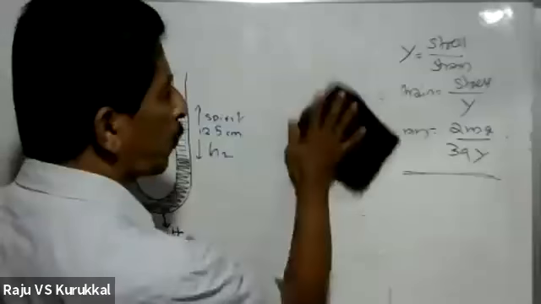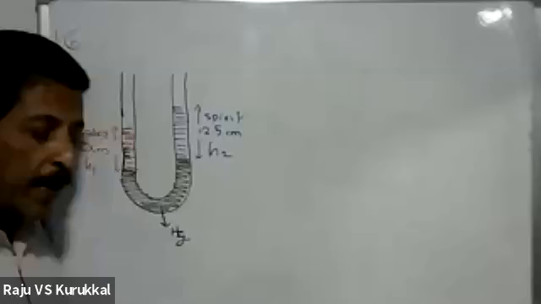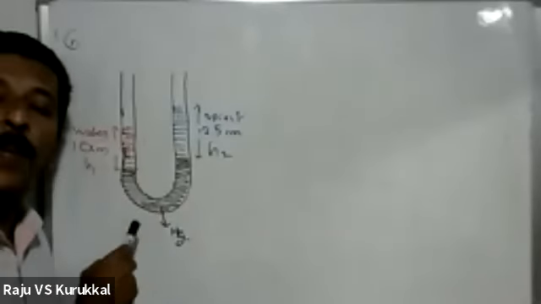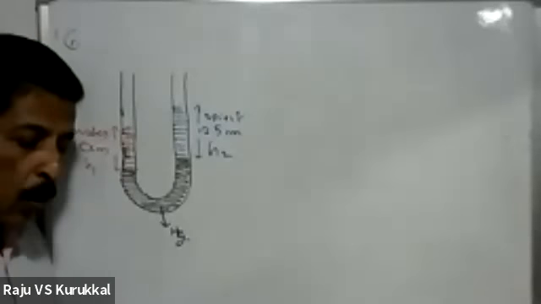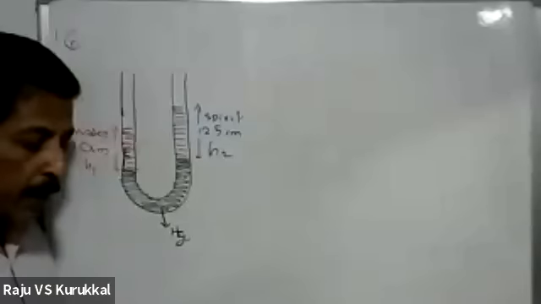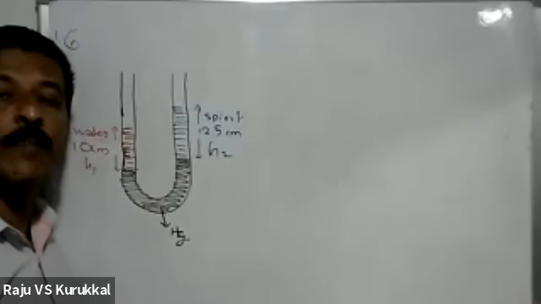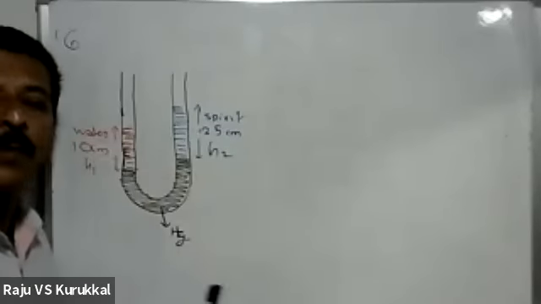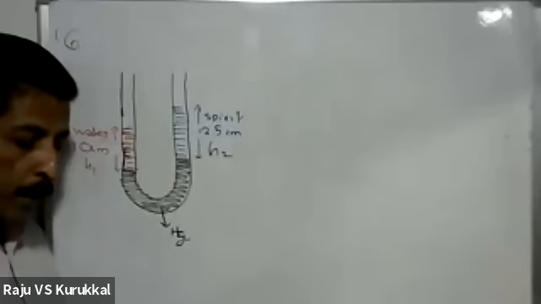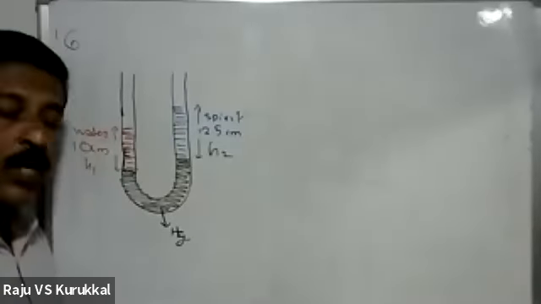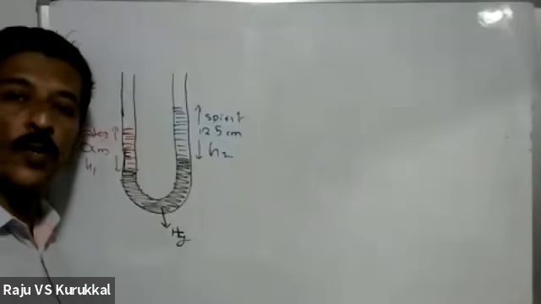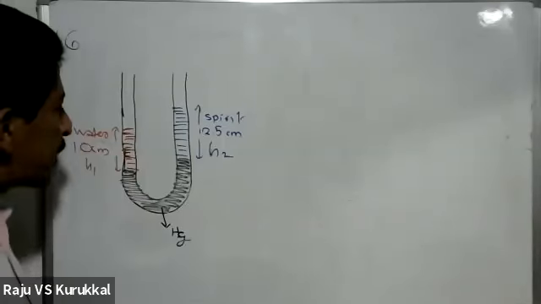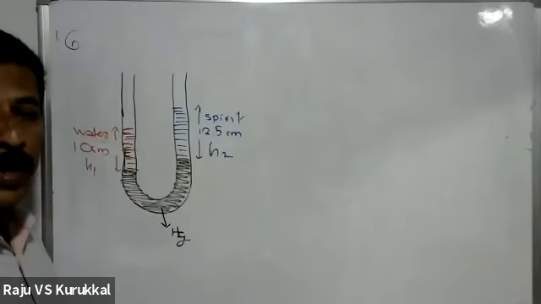Question repeat here. A tube contains water and methylated spirit separated by mercury. This is methylated spirit and this is water, separated by the mercury column. Then the mercury column in the two arms is in level with 10 centimeter of water and 12.5 centimeter of spirit. Then what is the relative density of spirit? And you know that the pressure at the same horizontal levels are equal.